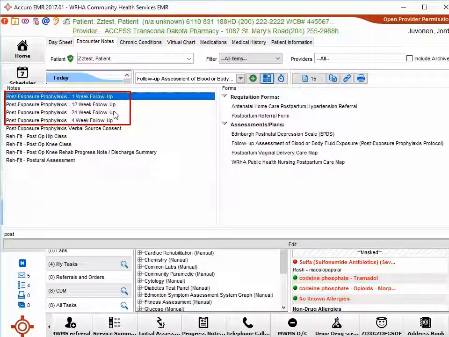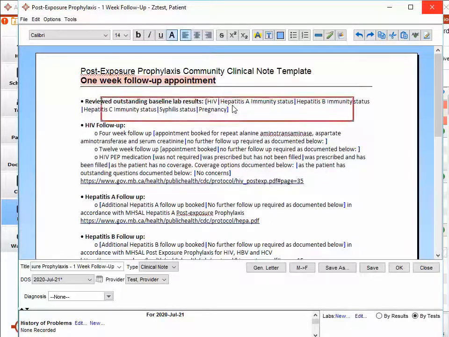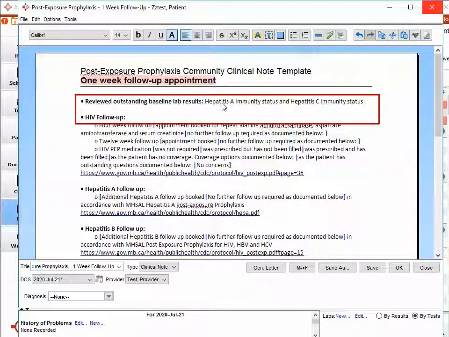The clinical note template will take approximately 40 seconds to open up due to the tags that are pulling for reporting purposes. Once the clinical note template appears, select all of the information that applies. For example, for reviewed outstanding baseline lab results, select all of the options which apply. Selecting the options once will highlight them in yellow. Double-clicking will keep whichever options were selected and remove everything else.